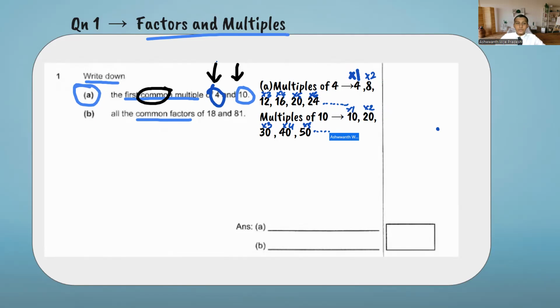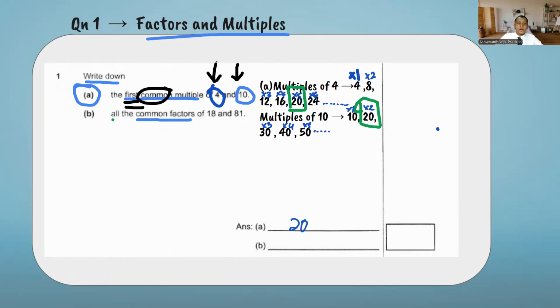So these are multiples. And they ask for the first common multiple. So we need to look for the first number that is present in both the lists. Can you tell me which one is it? If you said 20, you are correct. 20 is the first number that is present in both lists, which means that it is the first common multiple. So this is our answer for part A. Write that down, 20.